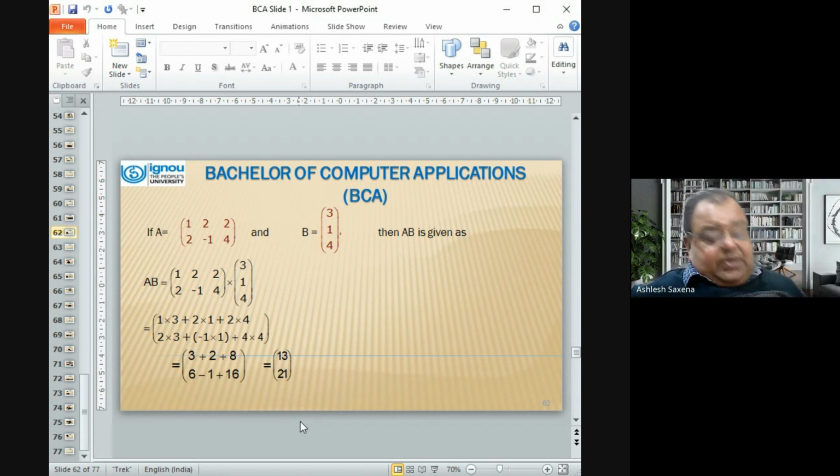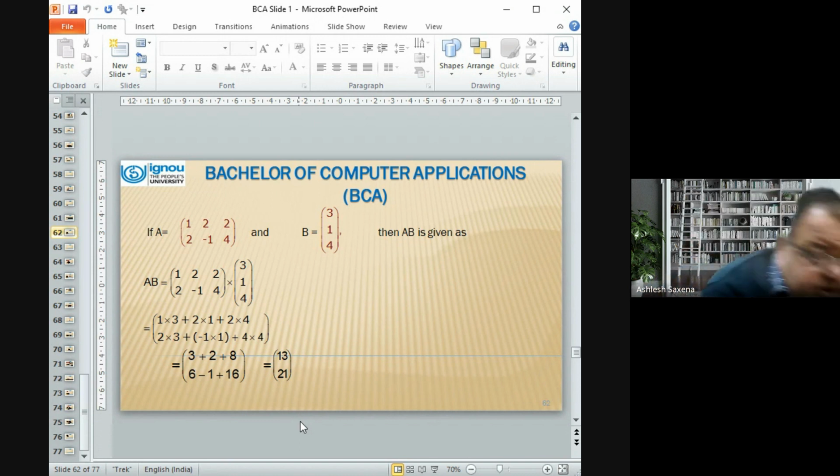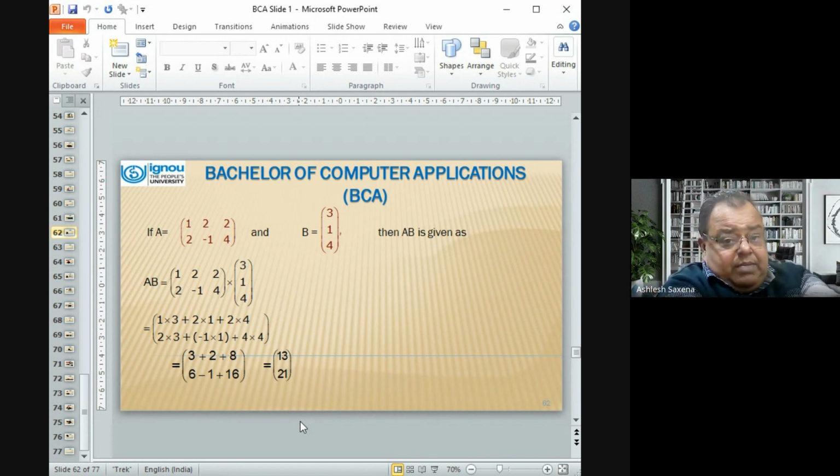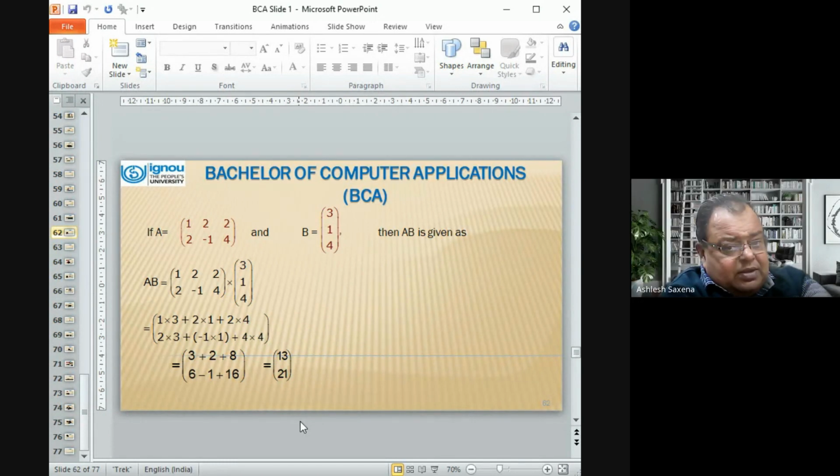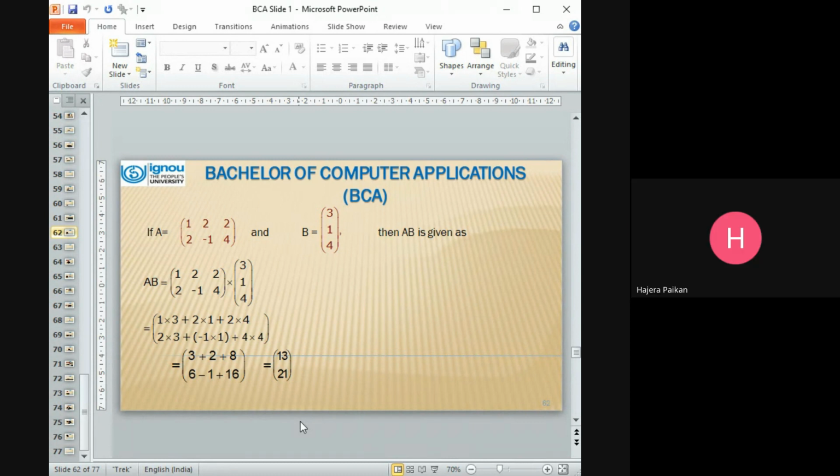If that is the question, it has again a very simple answer. You have to see that if you are multiplying two matrices, the number of columns in the left hand matrix must be equal to the number of rows in the right hand matrix. Can anyone tell me what is the order of matrix A? It's 2 by 3. And what is the order of matrix B? 3 by 1.